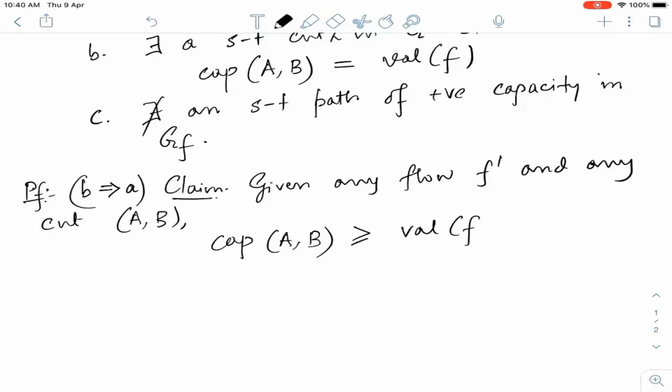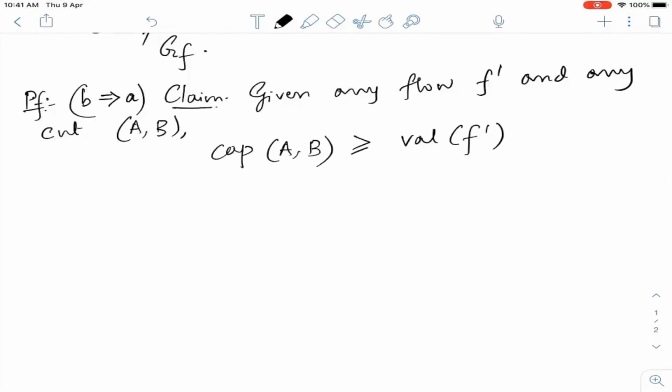Okay. So I'm trying to prove a somewhat more general statement than what I'm trying to prove here. So I try to prove that B implies A. But what I'm proving is that you give me any flow and any cut in the graph. Okay, I don't care which flow you are giving me or which cut you are giving me. I can always prove that the capacity of this cut is an upper bound on the value of the flow. Okay, so let's see why this immediately gives us B implies A. So I'm saying that if I'm able to prove this claim, then I essentially prove that B will imply A. Why is that?